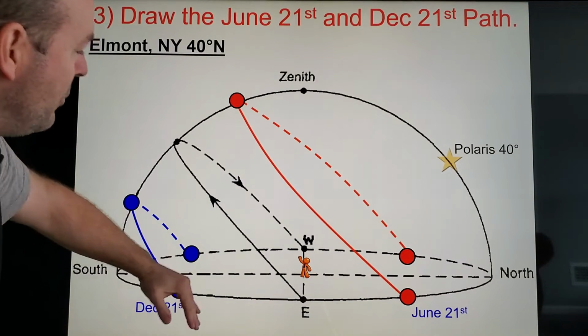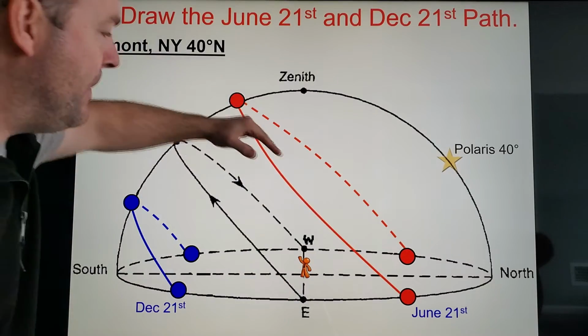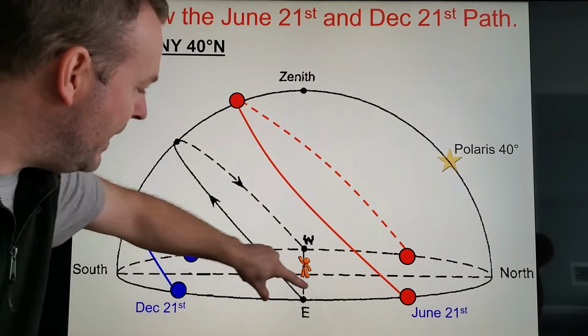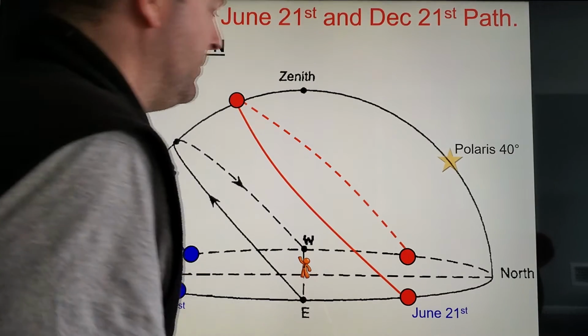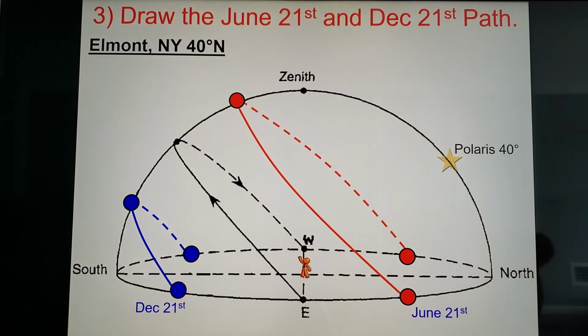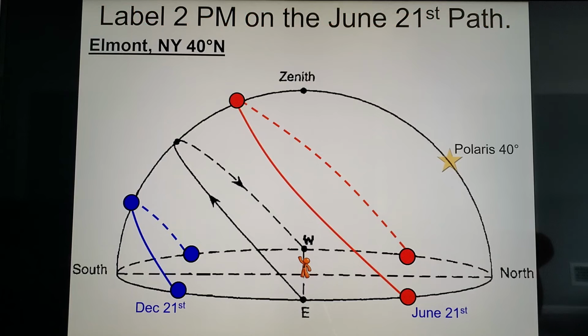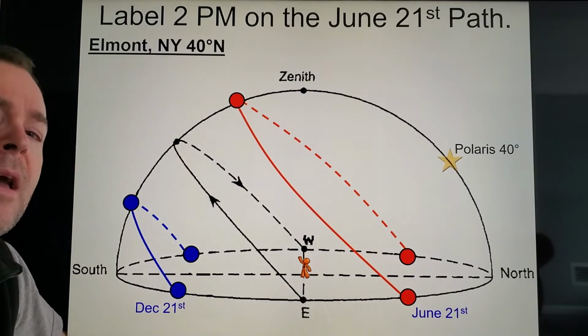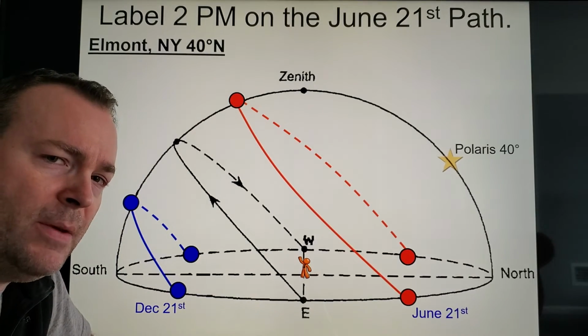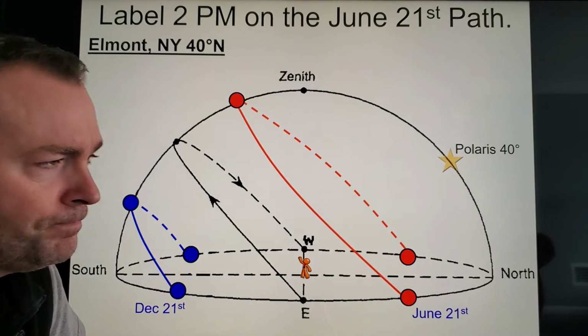And when you draw them, folks, try to make them as symmetrical as possible. Make the spacing even. All right, do the best you can. I know it takes practice, but you'll get it. Okay? Label 2 p.m. on the June 21st path. So take your June 21st path and draw a little sun at 2 p.m. Hit pause and do that right now.